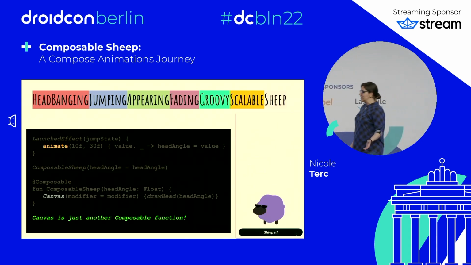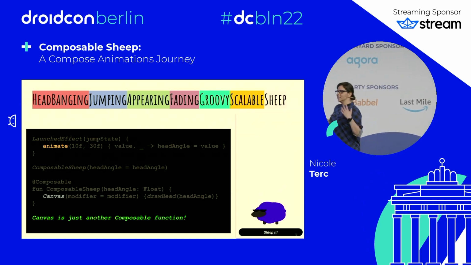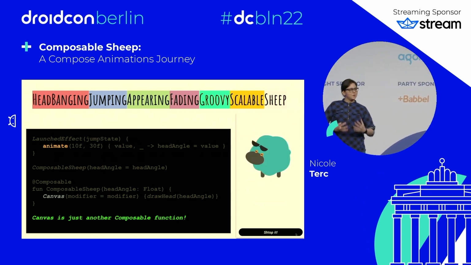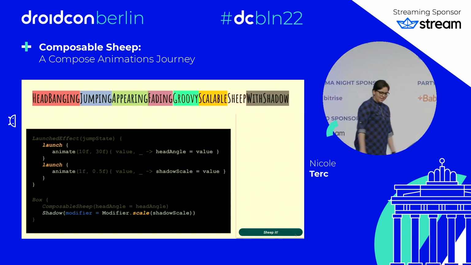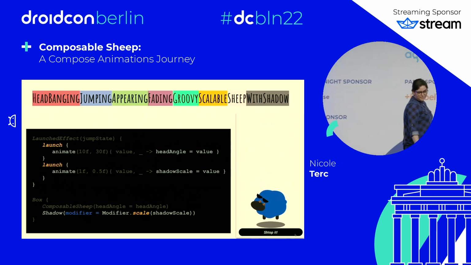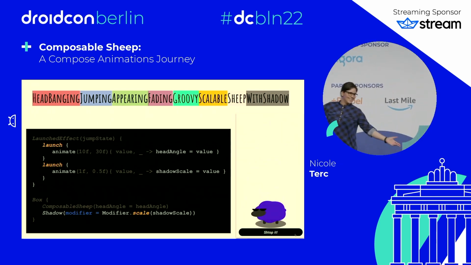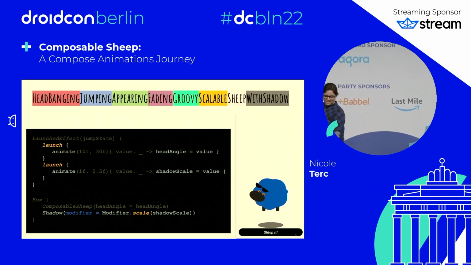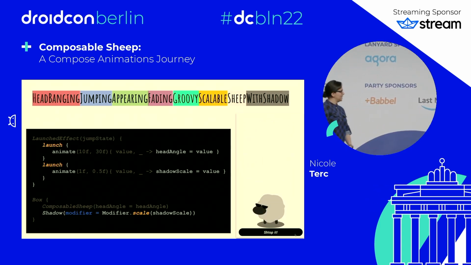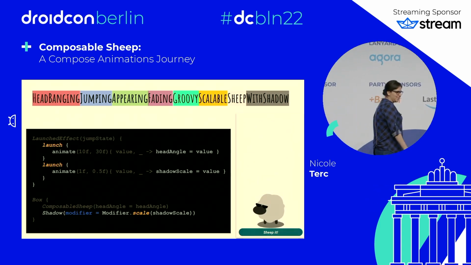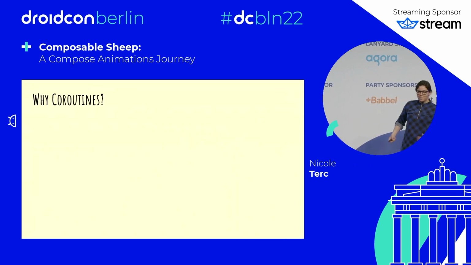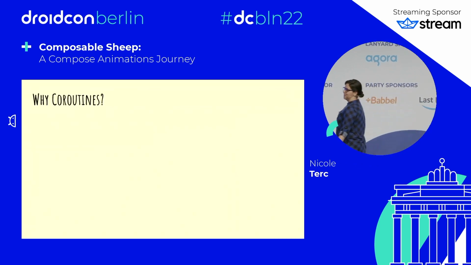Or, you can even go a bit more crazy and chain several animations of several components together to create a headbanging, jumping, appearing, fading, groovy, scalable chip with shadow. Great, right? But if this awesomeness is not enough for you to be convinced to use coroutines, let's see why would you like to use coroutines APIs.